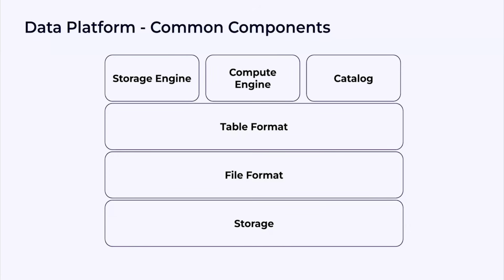Compute engine is predominantly the component which lets you query your data. Catalog gives you an option to have all the metadata of your tables, a data dictionary. 15, 20 years ago, we used to call it, and some still call it, a data dictionary. Now, a more common term is catalog or metadata, etc.